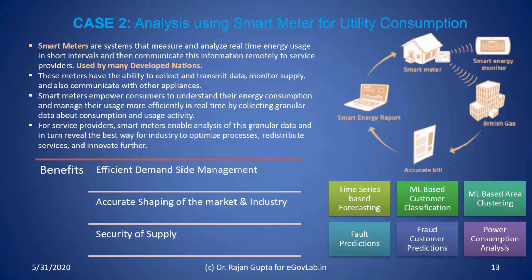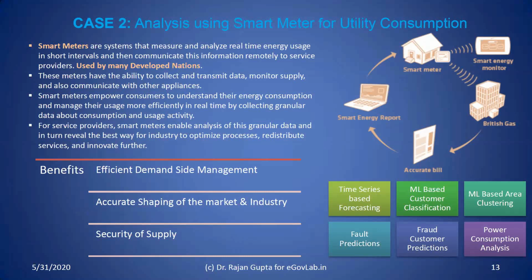With respect to service providers, smart meters enable analysis of this granular data and in turn reveal the best way for industry to optimize processes, redistribute the services, and innovate further. Agencies can analyze the consumption pattern in a particular area, what kind of frauds and thefts are happening in their utility services, whether any leakages are there, and whether any drop in consumption is happening. If it is happening, why is it happening, are there faulty meters or not. If all these things can be analyzed with the help of data collected from smart meters, then we can have good benefits out of it.